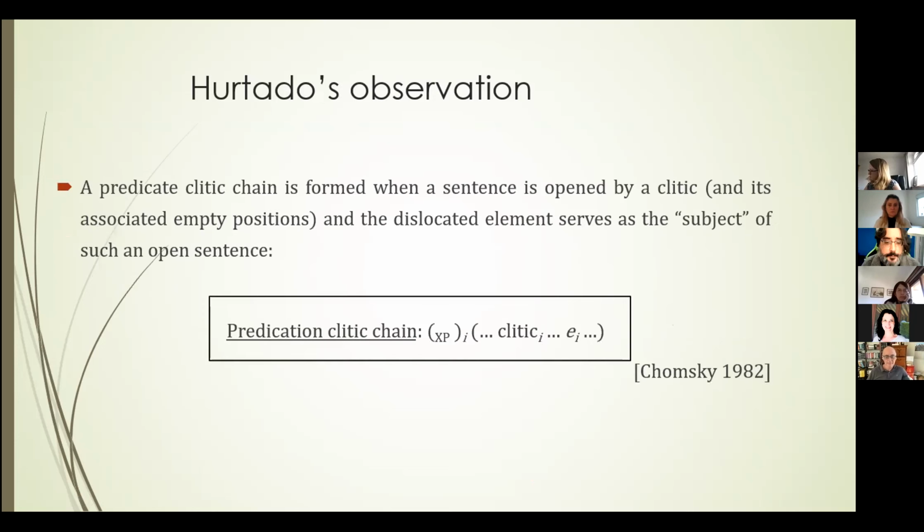That's an idea by Chomsky. A predicate clitic chain is formed when a sentence is opened by a clitic and its associated empty position, and the dislocated element serves as the subject of such an open sentence. So Chomsky's idea, which I think is correct as usual with Chomsky, is that this clitic here is basically an abstractor which creates a predicate with this XP, the doubling or the dislocated element, serving as a subject. Okay.